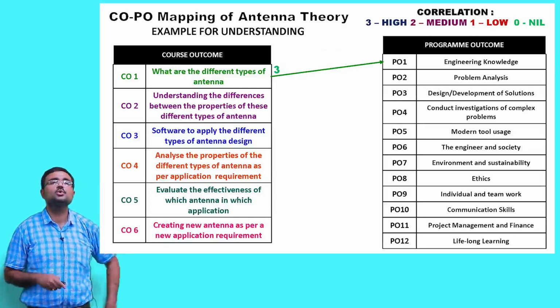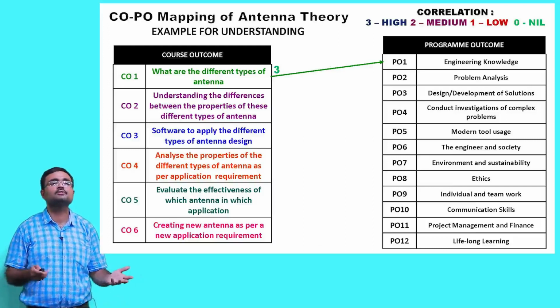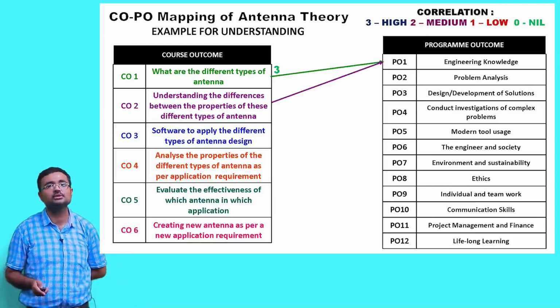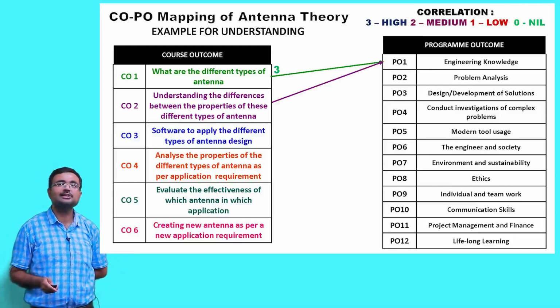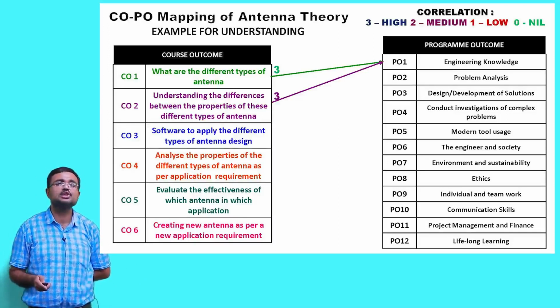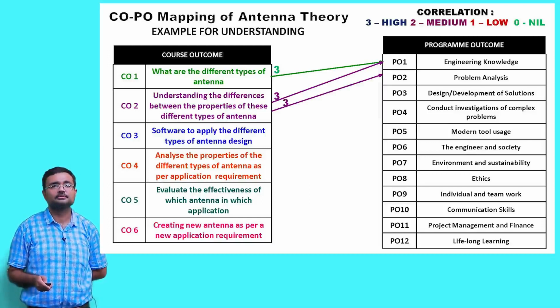Let us go to CO2: understanding the differences between the properties of these different types of antenna. It is definitely mapped to PO1, engineering knowledge. How much? I would say 3 degree, very high correlation. Understanding the differences between the properties of these different types of antenna has a very high correlation with engineering knowledge. It also has very high correlation with problem analysis.